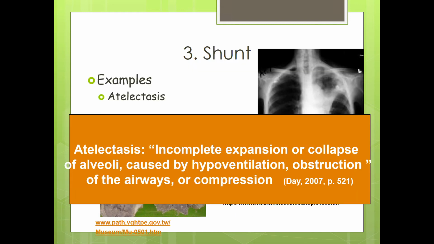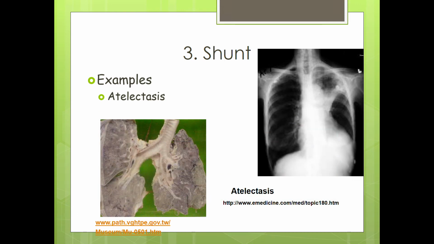So what causes shunts? The most common thing that you're going to see is atelectasis. So that's the incomplete expansion or collapse of alveoli caused by hypoventilation, obstruction of the airways, or compression. So here's an example of atelectasis, okay? And then just showing you some anatomical features of atelectasis within the lungs.